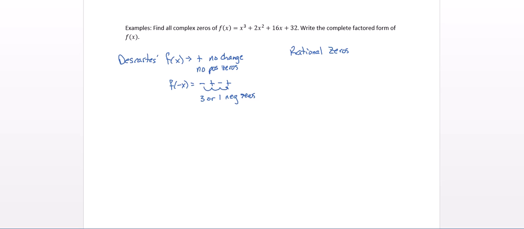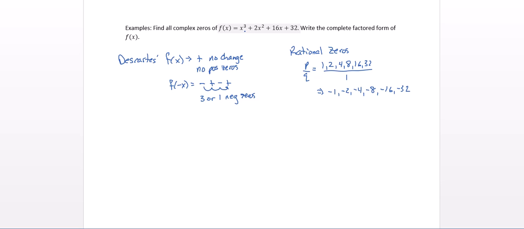If you need to, review the real zeros of polynomial functions video that was, I believe, released right before this one. Rational zeros are of the form p over q. The only factors of 32 are the powers of 2. And the only factors of 1 is 1. And I know I'm only going to use the negative values, so I'm only going to try negative 1, negative 2, negative 4, negative 8, negative 16, and negative 32. All right, because Descartes said you're not going to have any positive ones. Don't waste your time.